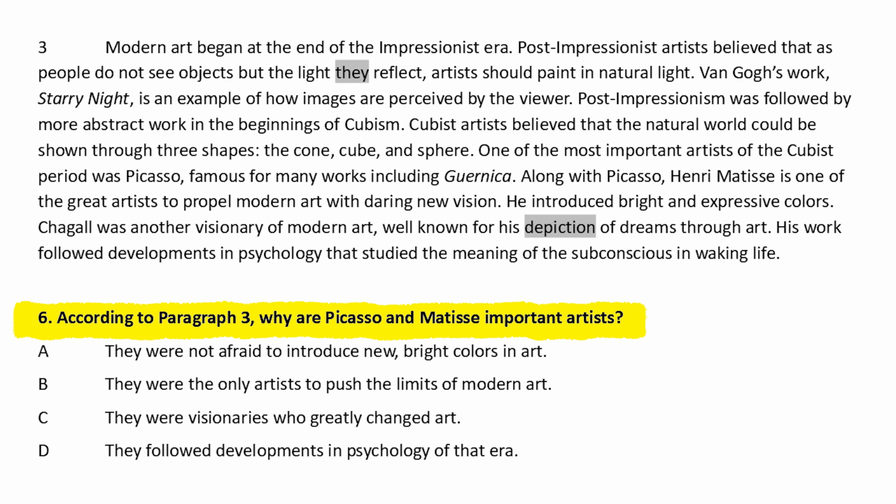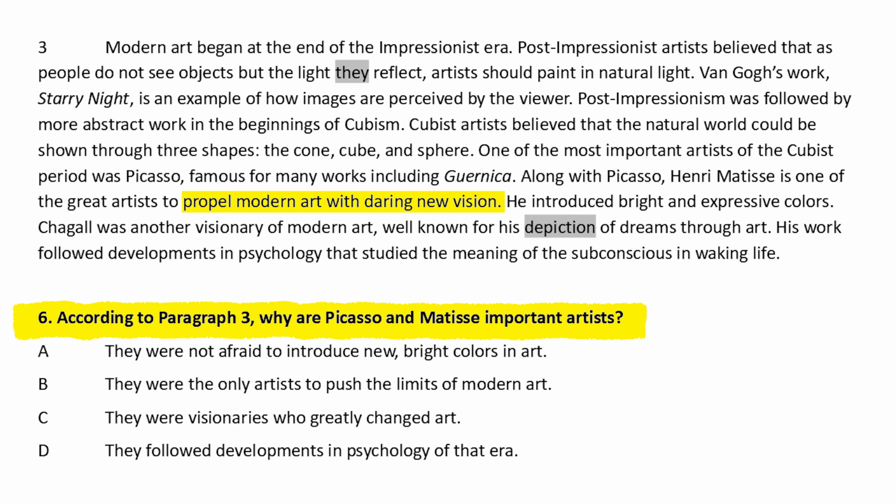First, let's understand the main idea of the paragraph. It traces the evolution of modern art, beginning with post-impressionism and moving into more abstract styles like Cubism. It introduces several artists who helped shape this shift, including Picasso, Matisse, and Chagall. When Picasso and Matisse are mentioned, the text highlights how they helped propel modern art forward with daring new vision. In other words, they brought fresh, innovative ideas that changed the direction of art.